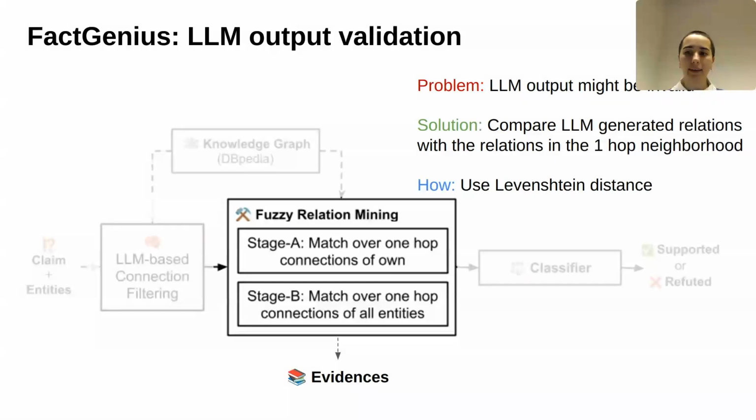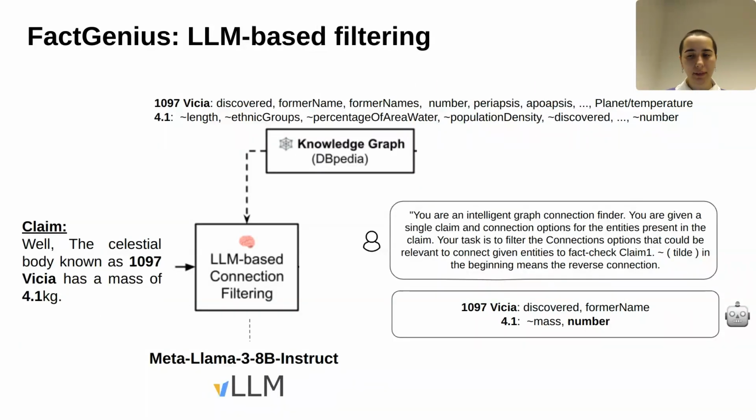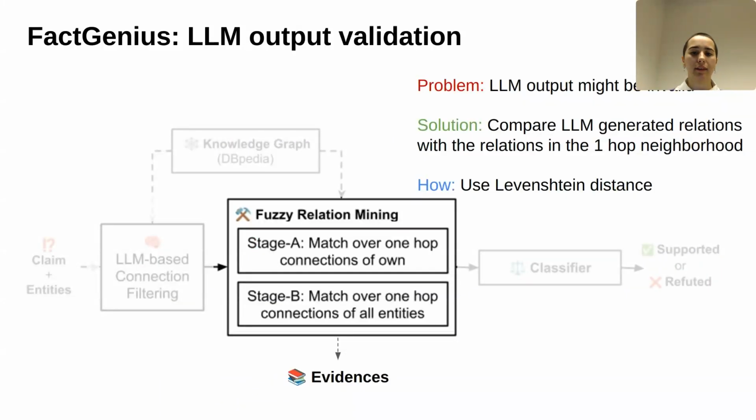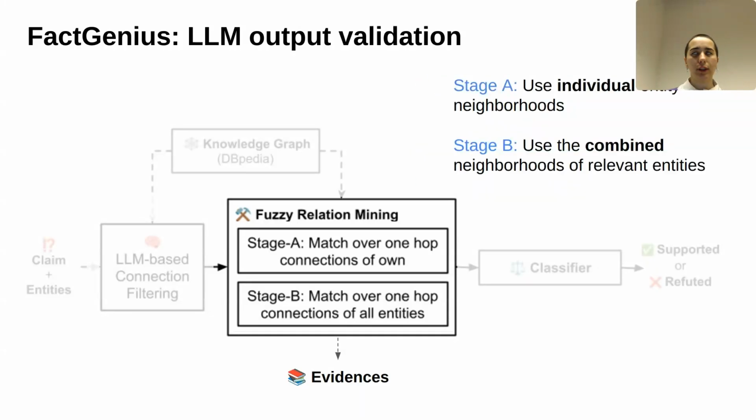We compared the generated output with the initial list, with the list that we gave here in a way. And when we did these comparisons, we used Levenshtein distance, which we thresholded. And we did this validation in two different ways, which we called stage A and stage B.